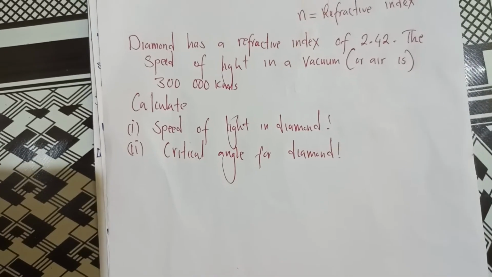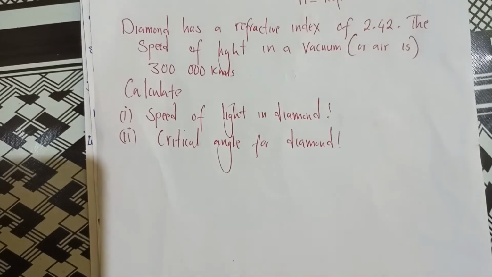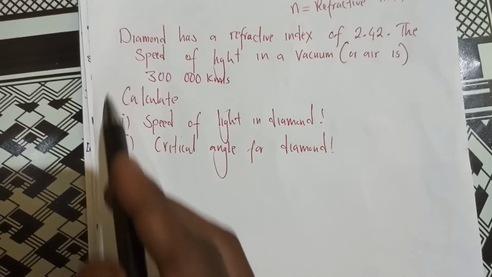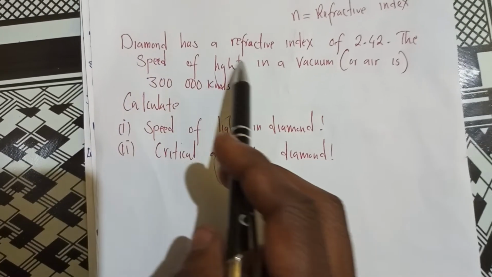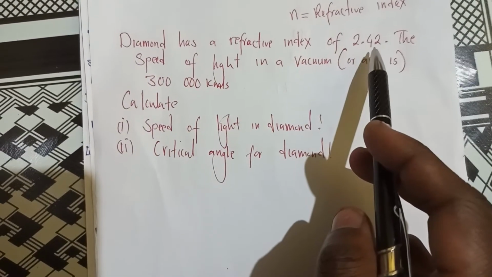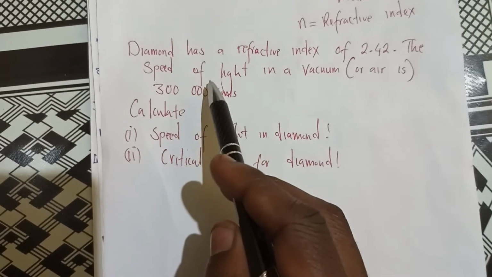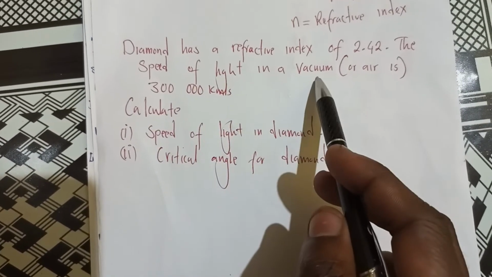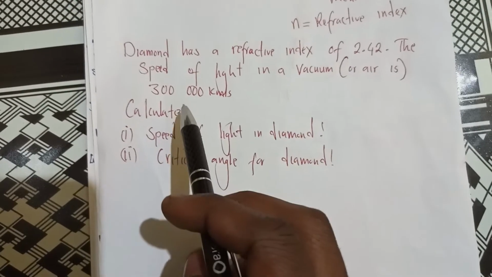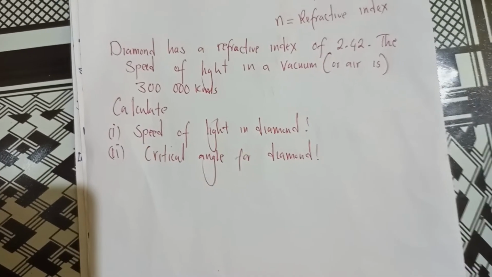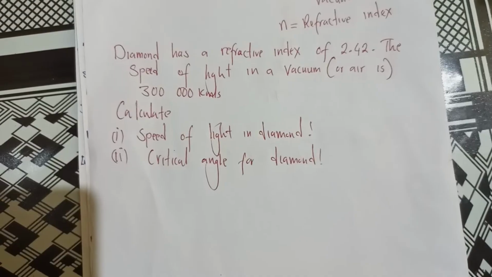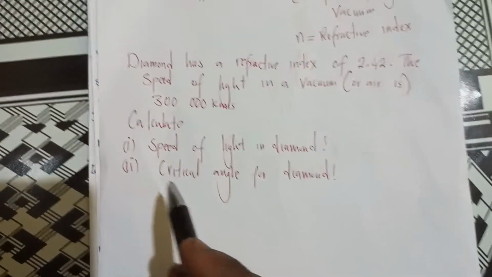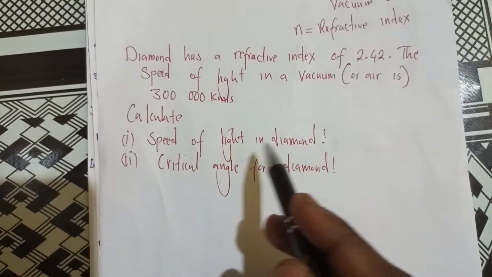All right, so let us talk on the question on how you can find the speed of light. Diamond has a refractive index of 2.4. The speed of light in a vacuum or air is 300,000 kilometers per second. So the first question is saying calculate the speed of light.